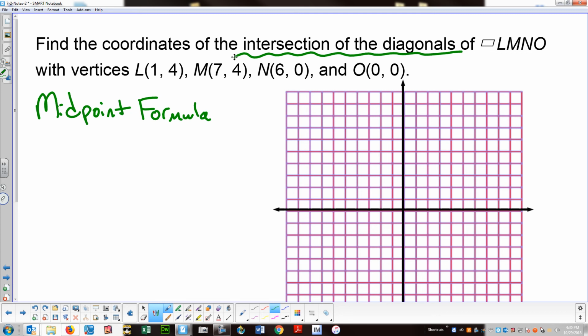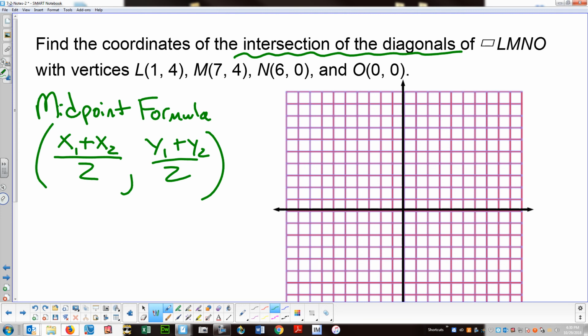Okay, the midpoint formula says if you have 2 points, x1, y1, x2, y2, and you want to find the midpoint, then average the x's and average the y's. All right? Okay. So what I need you to do is plot these points here. Go ahead and plot these, draw the parallelogram, and then find the coordinates of the intersection of the diagonals.